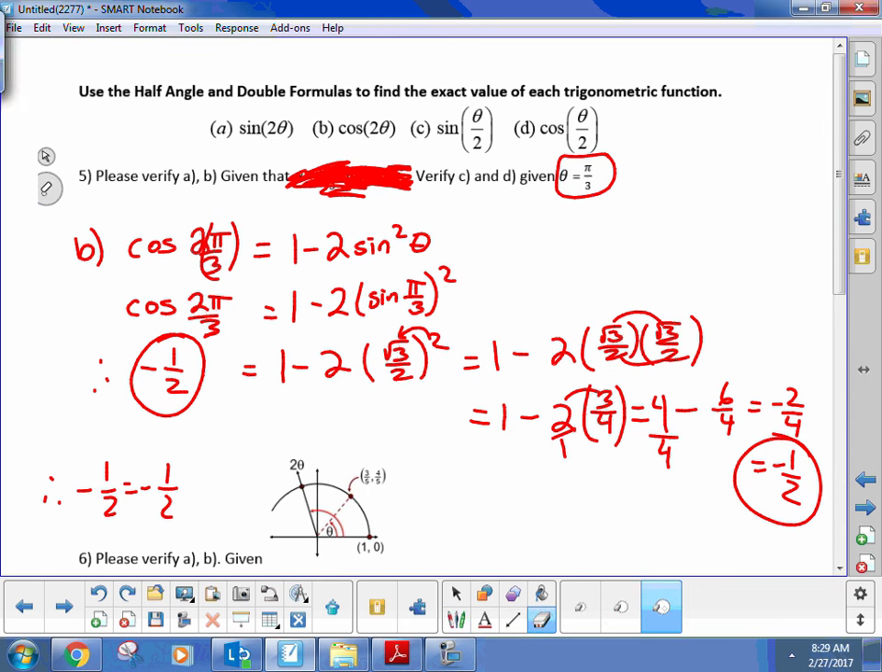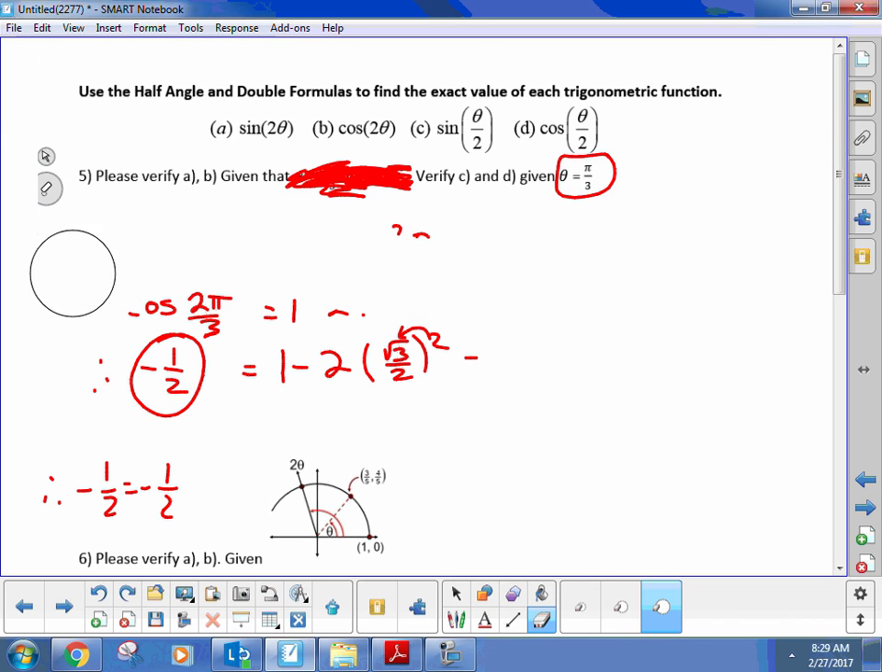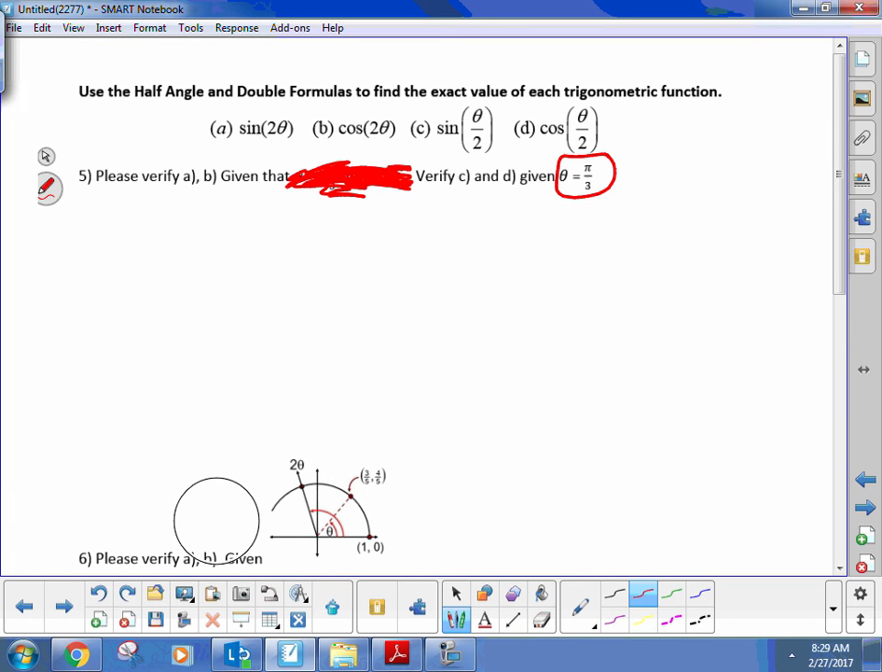All right, lovely. Let's go ahead and move on to the half angles. I'm going to do the half angles. Let's just use the half angle formula. So we're going to go ahead and do sine. In this case, it's going to be pi over 3 divided by 2.